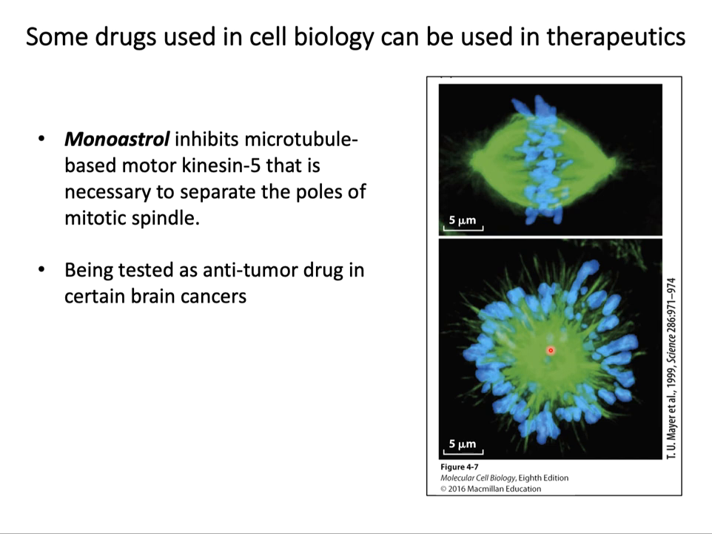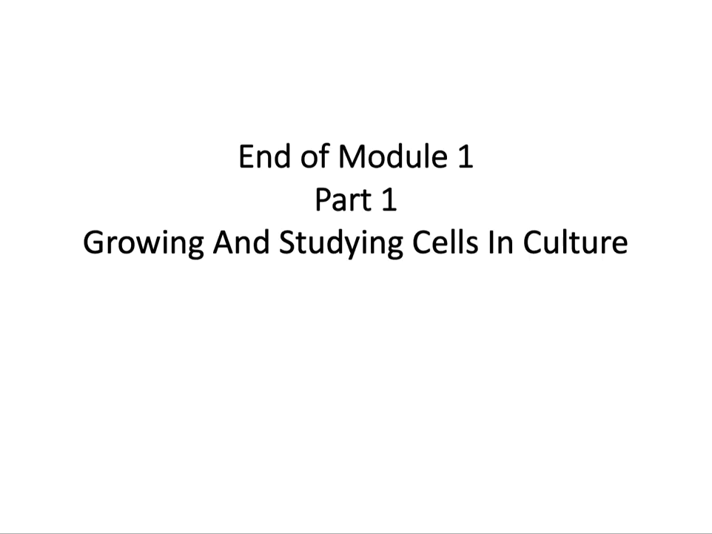You can see in the figure, the upper one has a perfectly developed mitotic spindle, the greens are the microtubules, and the blues are the chromosomes lined up on the microtubules. In the bottom figure, in presence of the monastrol, the mitotic spindle did not form, or the spindle poles could not separate and remained aggregated in one area. This concludes part 1 of module 1.